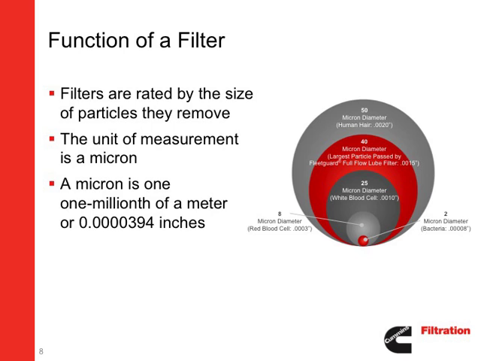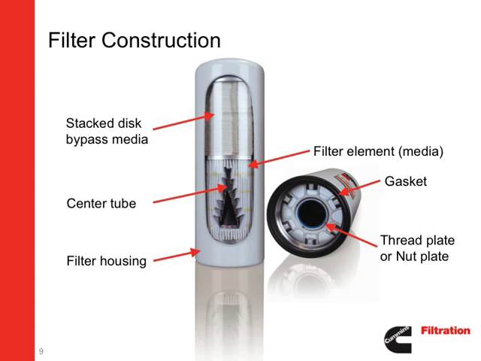The largest particle that can pass through a Fleetguard full-flow lube filter is 40 microns, which is still smaller than the 50-micron diameter of a human hair. So, how are these filters constructed to remove such tiny particles?